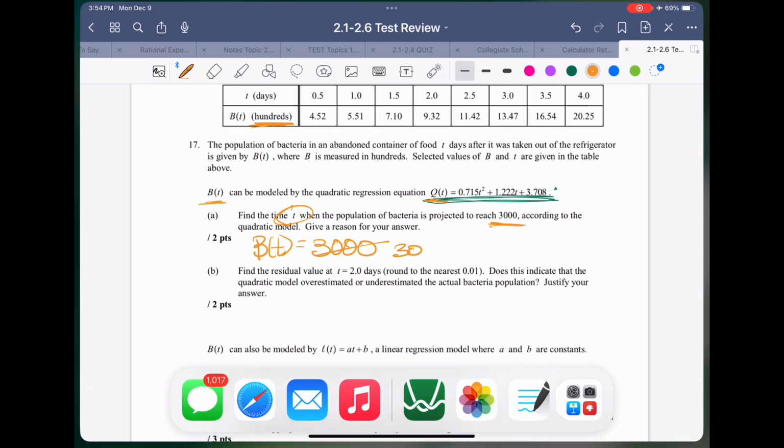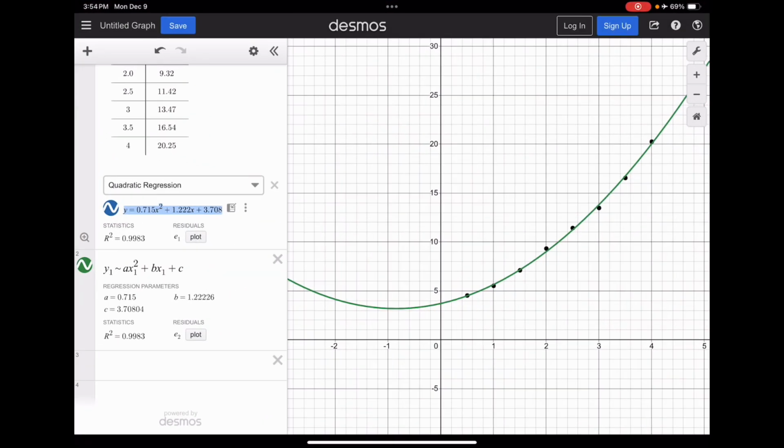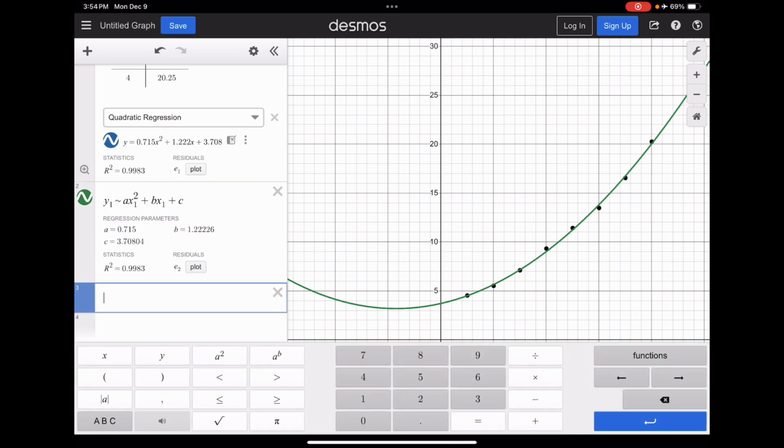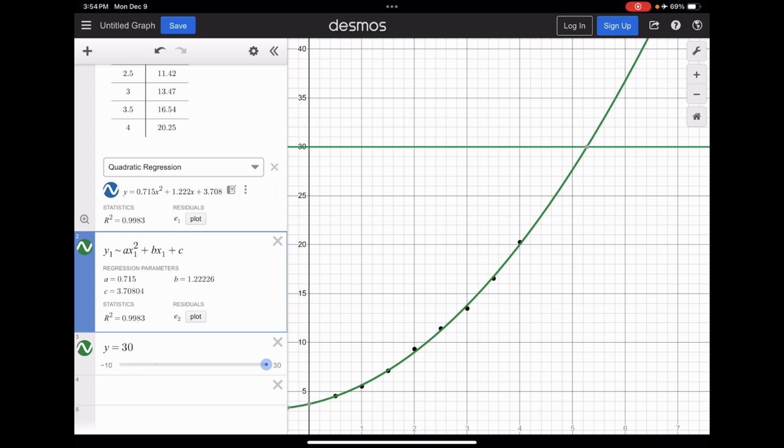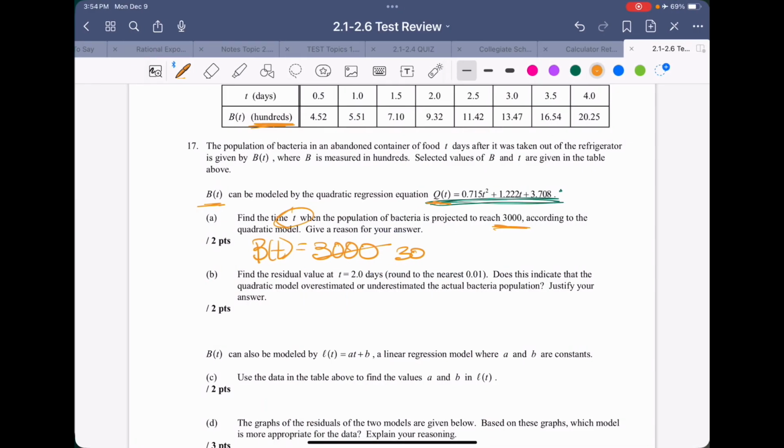All right, so if I want B of t to equal 30, now I didn't put the B's and T's in here. These are all in X's and Y's. So I'm going to say that Y equals 30, hit enter, come over here. This is where they intersect. And I get 5.2692. So T equals 5.2692, and those are days.